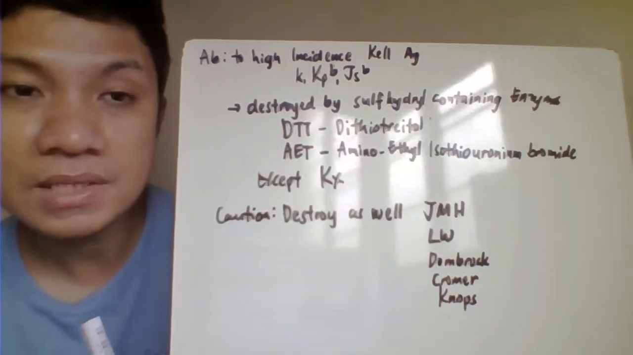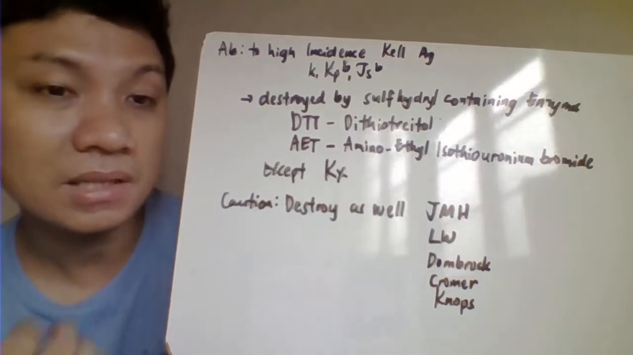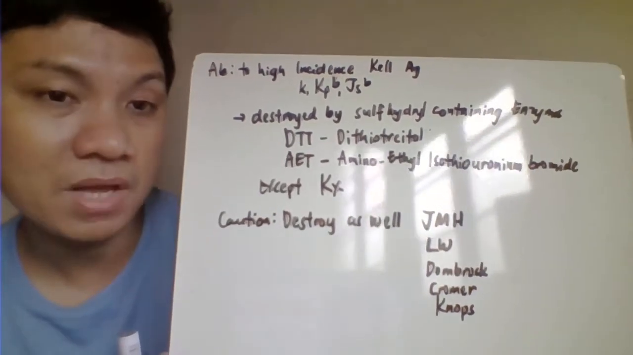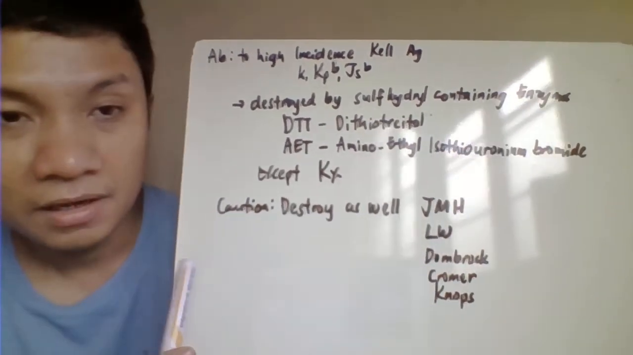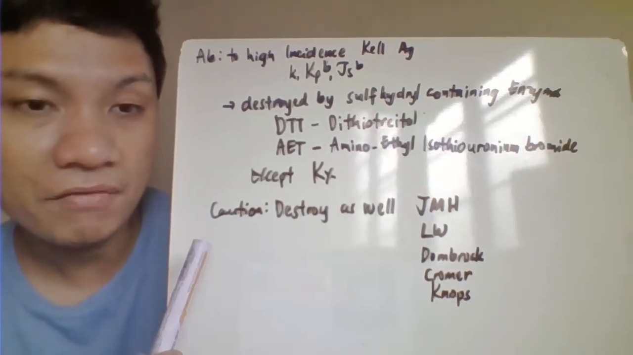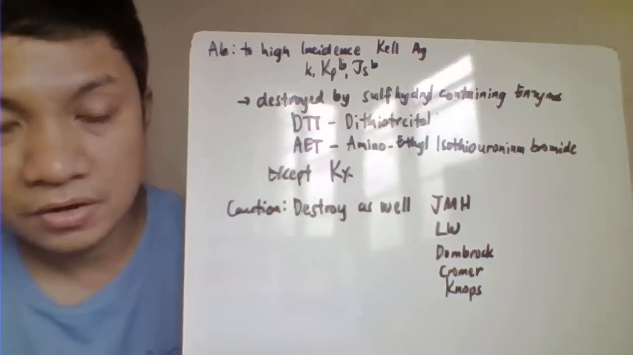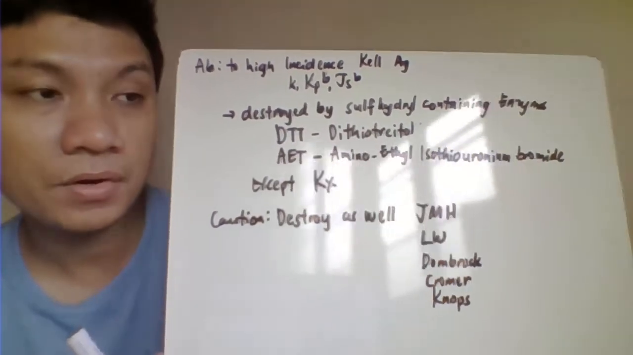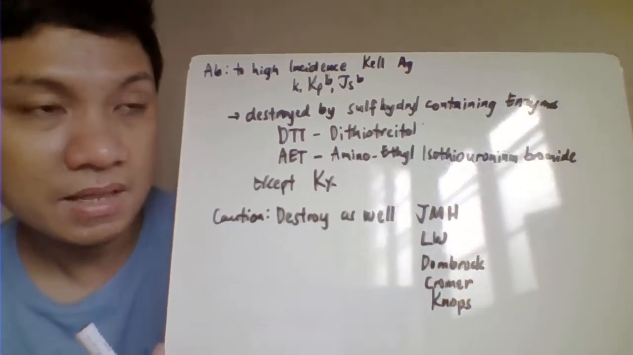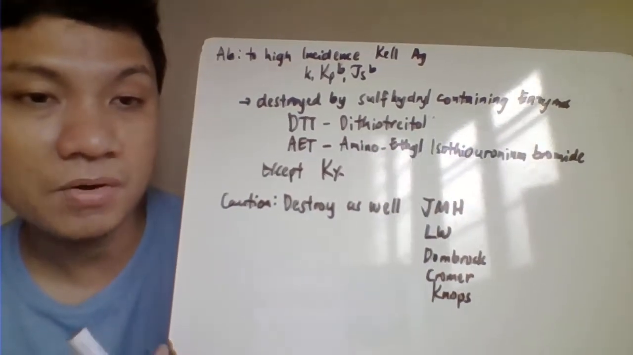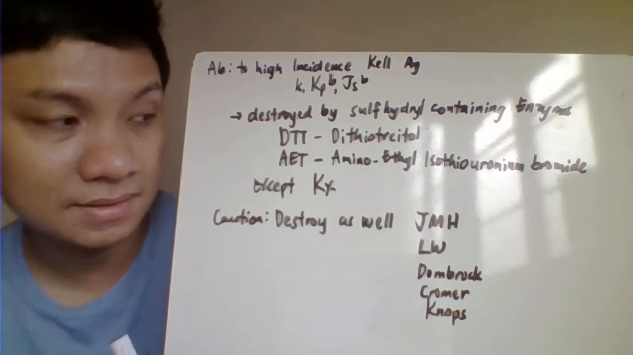Again, if you are using the routine blood banking enzymes, trypsin and papain, your Kell blood group system is not affected by those enzymes. But you need to be very careful, because other blood groups like your GMH, your LW blood group system, your Cromer, your Knops, and even your Dombrock blood group systems are also destroyed by sulfhydryl-containing reagents.